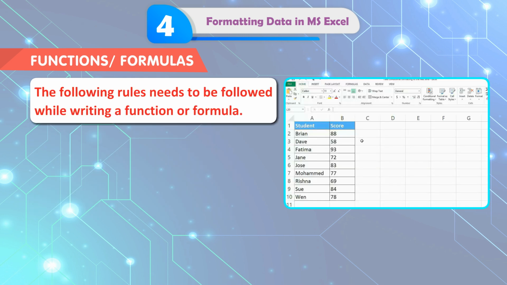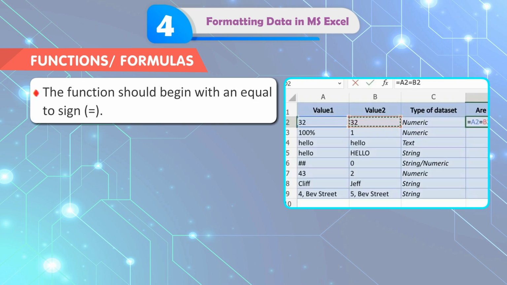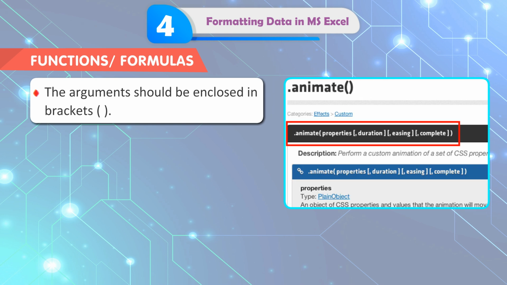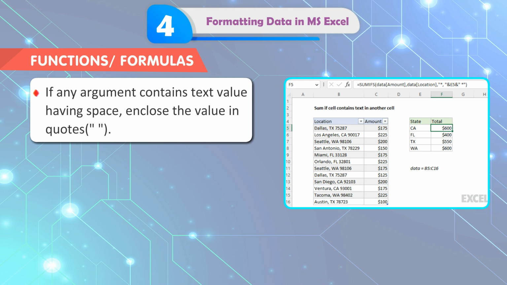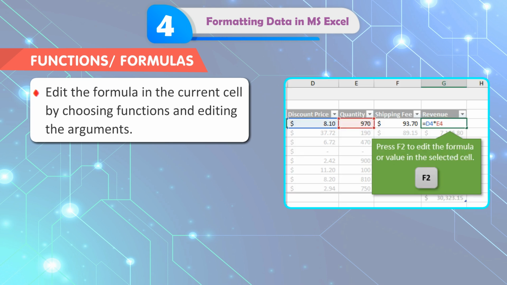The following rules need to be followed while writing a function or formula. The function should begin with an equal sign. The arguments should be enclosed in brackets. The arguments should be separated by commas. If any argument contains a text value having space, enclose the value in quotes. Edit the formula in the current cell by choosing functions and editing the arguments.